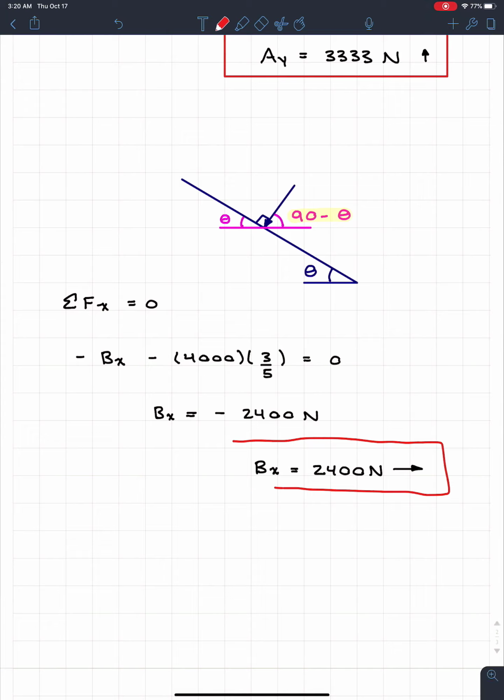I don't know why it's kind of cutting off there. All right, let's try this again, round 2.